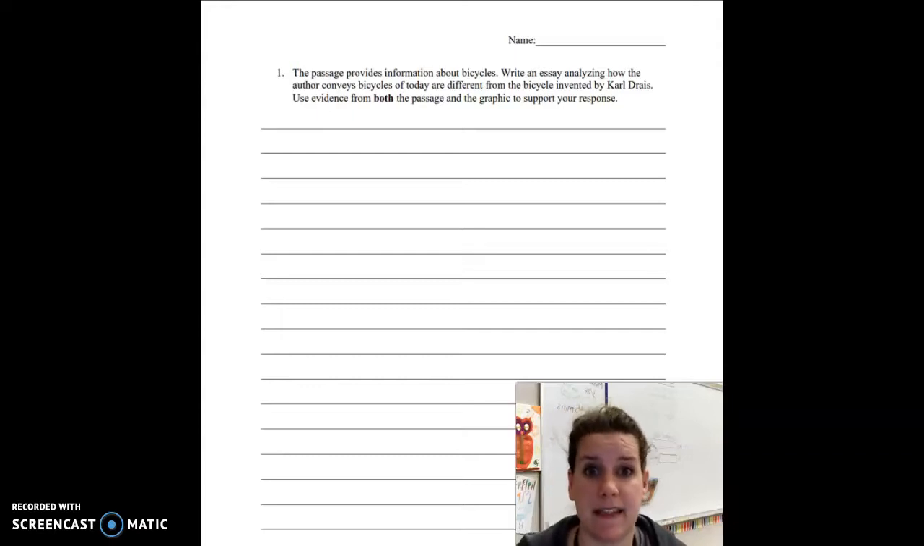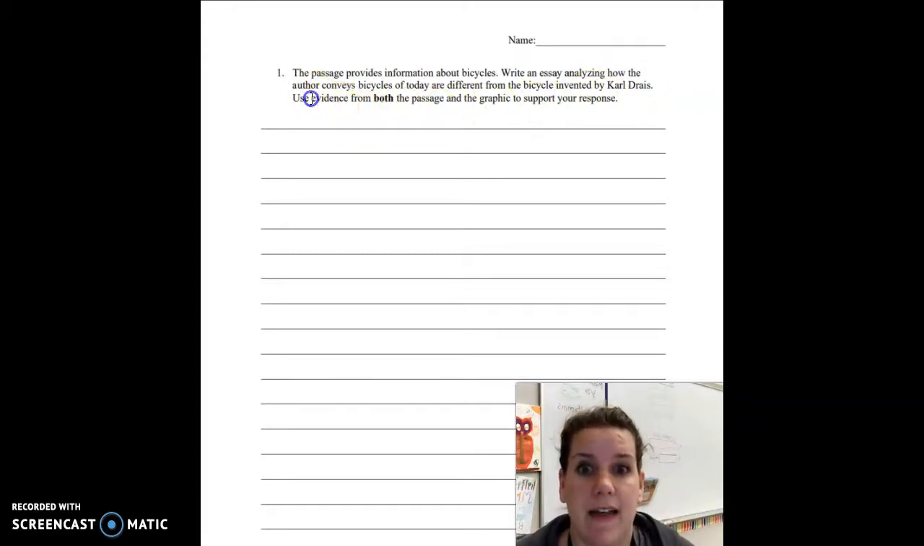So important things to think about. You want to think about how bicycles of today are different from the bicycle invented by Carl Dreiss. See it? Invented by Carl Dreiss. Just the ones invented by Carl Dreiss. So again, how bicycles of today are different from the bicycle invented by Carl Dreiss. Very contrasting. Always that little structure that we're focusing on.